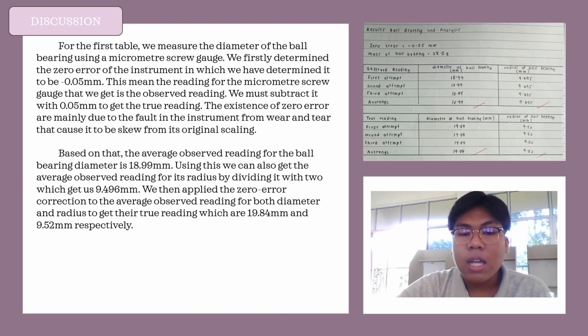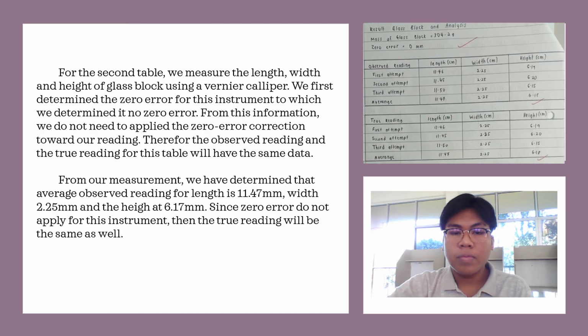Based on that, the average observed reading for the ball bearing diameter is 18.99 millimeter. Using this, we can also get the average observed reading for its radius by dividing it by 2, which gets us 9.56 millimeter. We then apply a zero error correction to the average observed reading for both diameter and radius to get the true reading, which are 19.85 millimeter and 9.52 millimeter respectively.